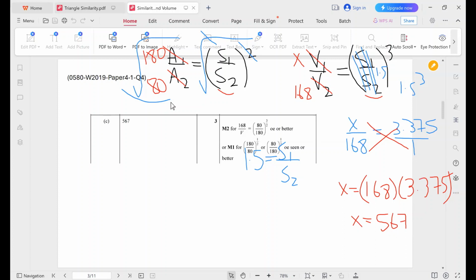Let's check the marking scheme. And thankfully, our answer here is correct. 567 is the correct answer.